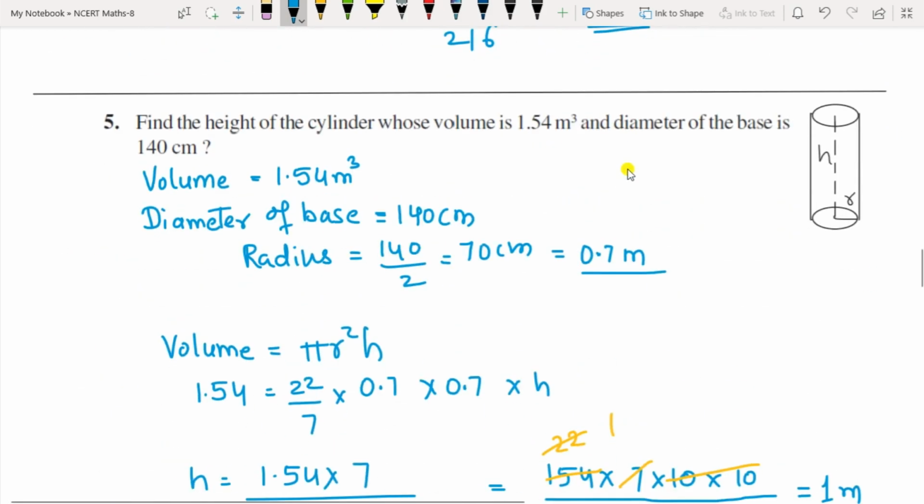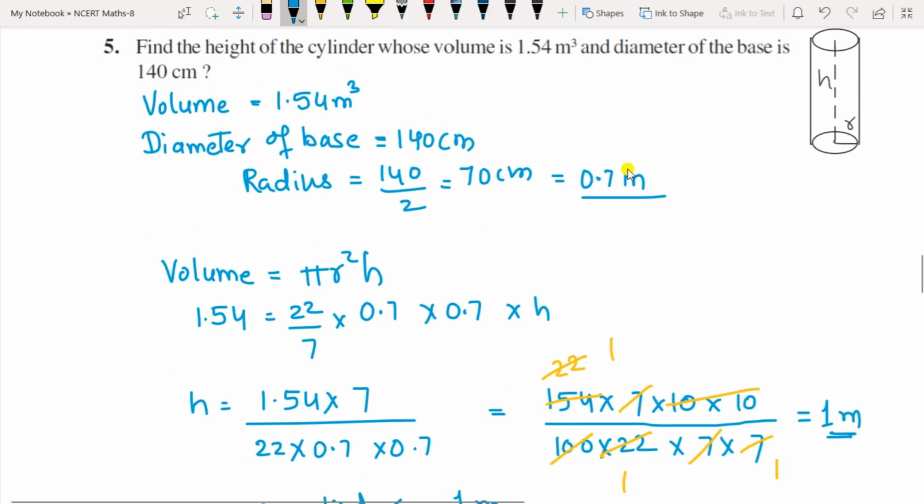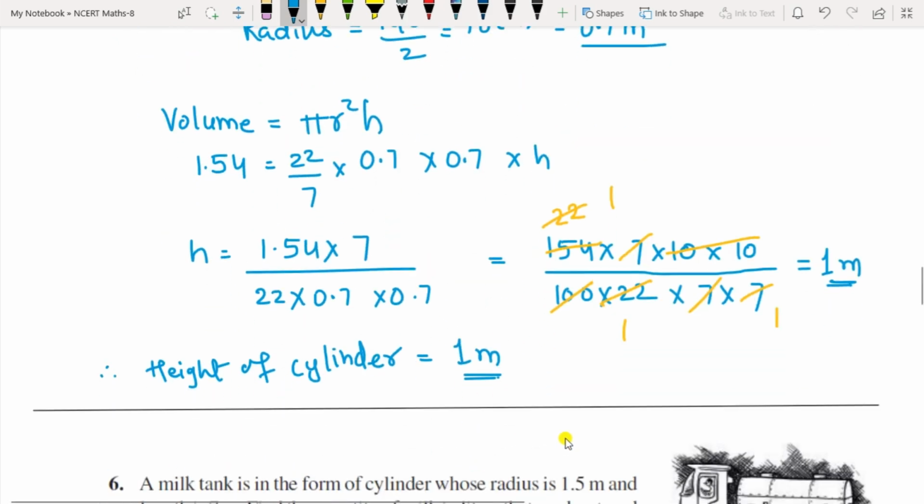Fifth one is, you have to find the height of the cylinder whose volume has been given as 1.54 meter cube. Then the diameter of the base has been given. You have to find the radius, that becomes 0.7 meter. Since volume is in meter, convert this radius from centimeter to meter. Now write the formula for volume equal to pi r square h. Substitute all the values and find the value for h. It will be 1 meter. So height of the cylinder is 1 meter.